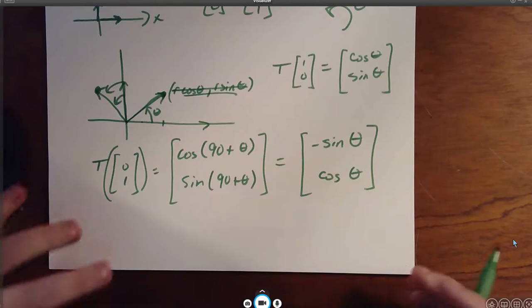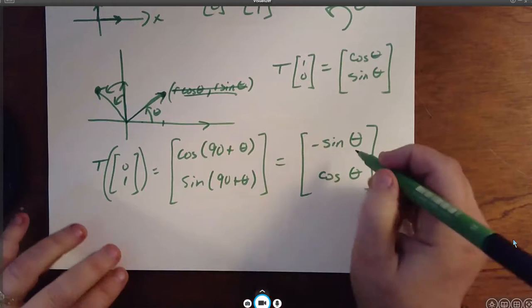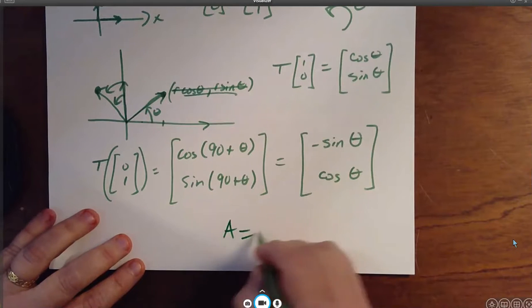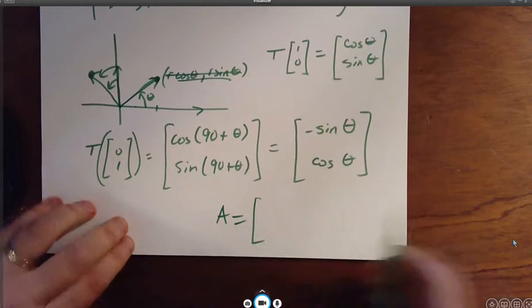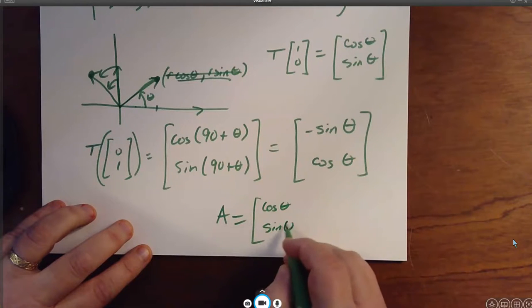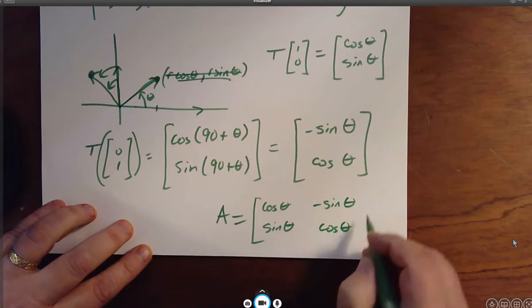So if I want to know the matrix for rotating the entire plane by theta going counterclockwise, the matrix will be cosine theta, sine theta, negative sine theta, cosine theta.